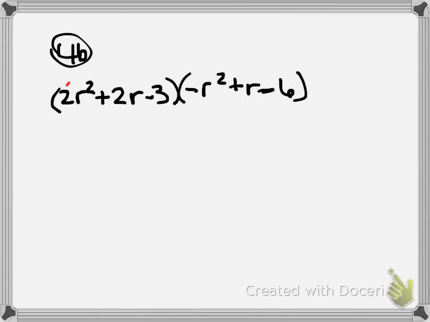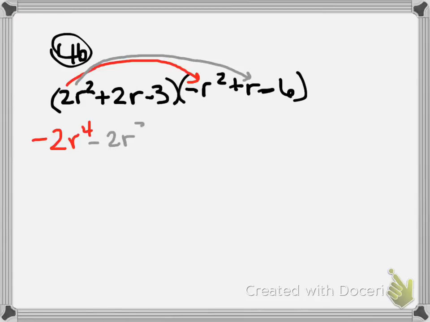So the first thing you're going to do is multiply these first two terms. This is like a triple distributive here. That product is a negative 2r to the fourth. Okay, the second product is those two. So negative 2r to the third. Then we get this product. So negative 12r squared.